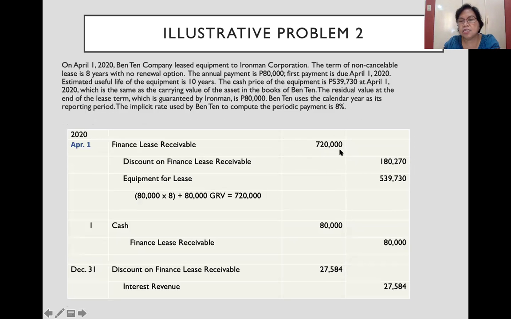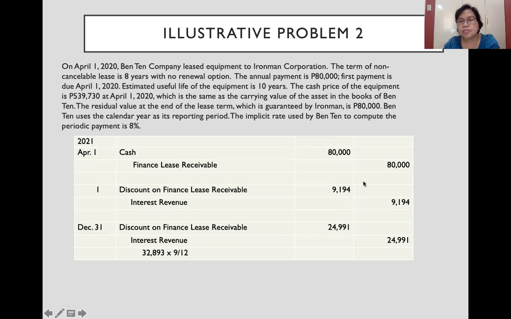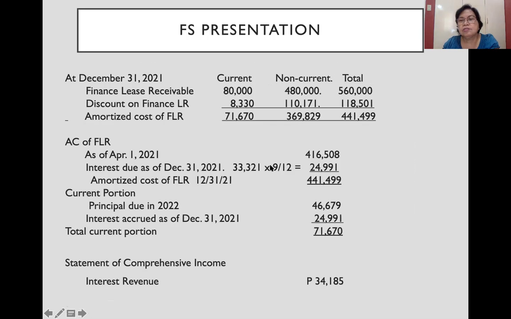So we have an initial balance of 720 minus 80,000, minus 80,000. So 720 minus 160 in effect is 560,000 total.